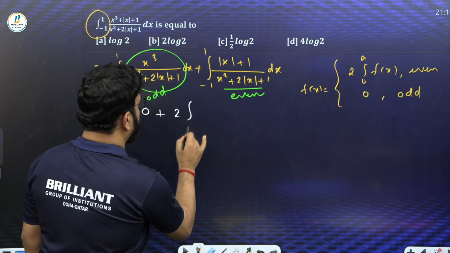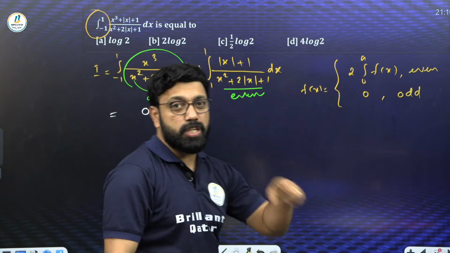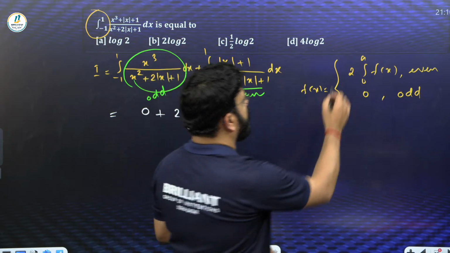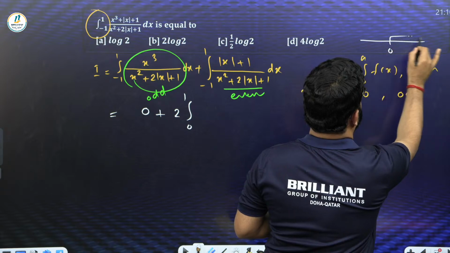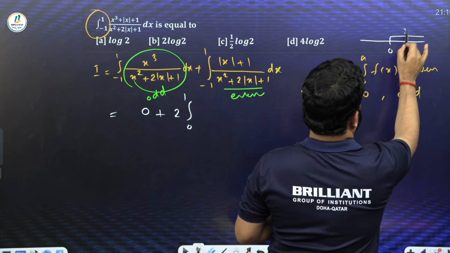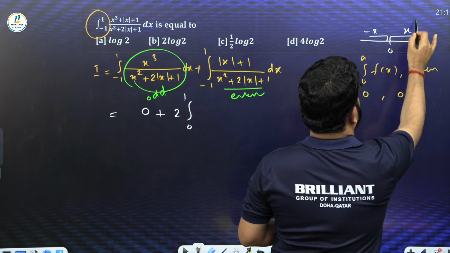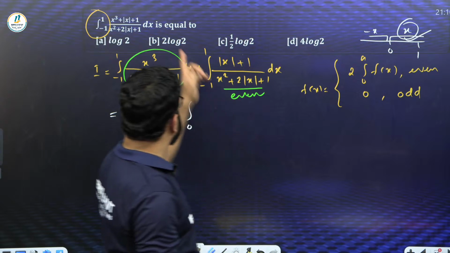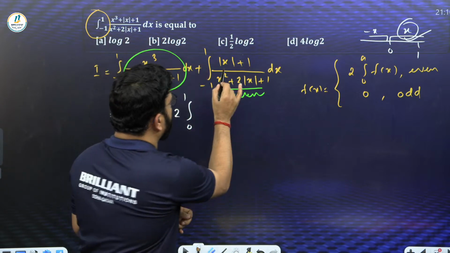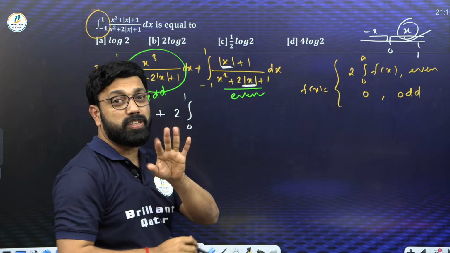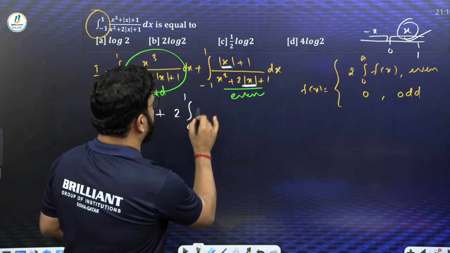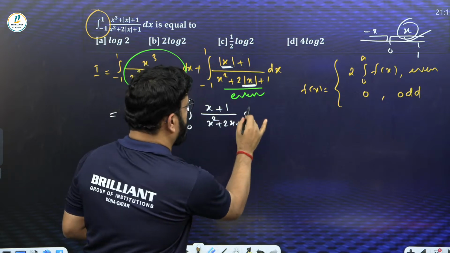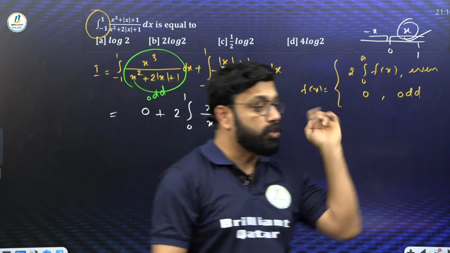0 to a means 0 to 1. After 0, modulus of x value goes to positive only. After 0, we learned that modulus of x goes to positive only. We need the positive part only because 0 to 1 is coming. So no need to think about the negative value of modulus x. It will come to x plus 1 by x square plus 2x plus 1. Hope all of you understood why I took positive there, because the limit is 0 to 1.